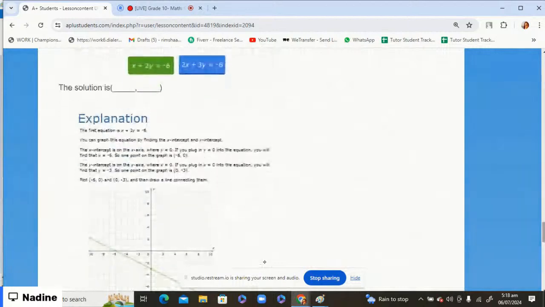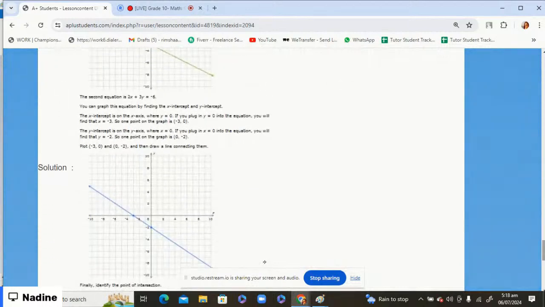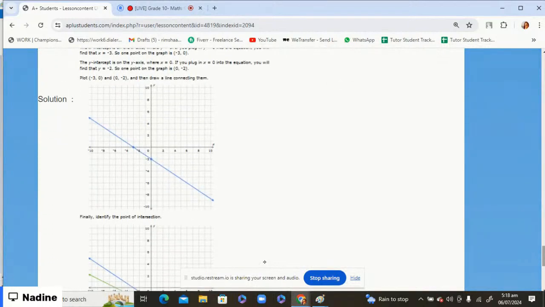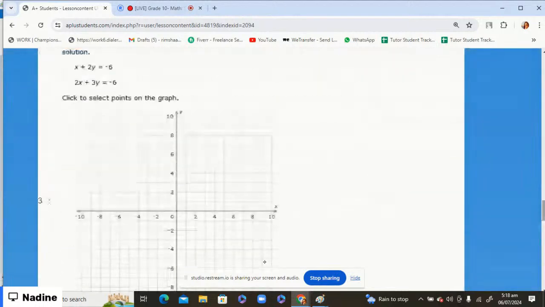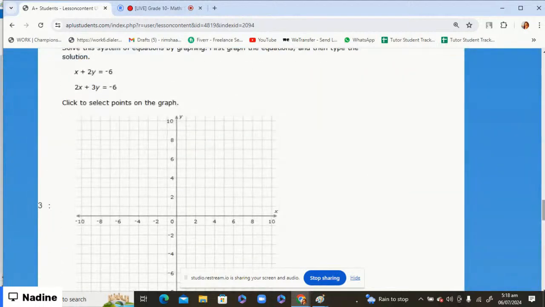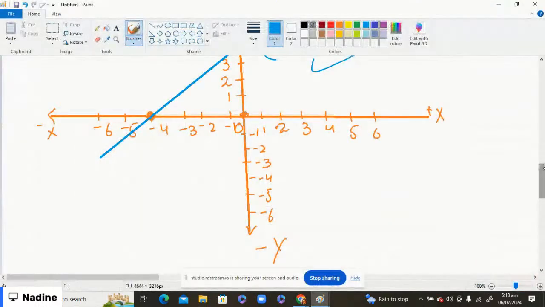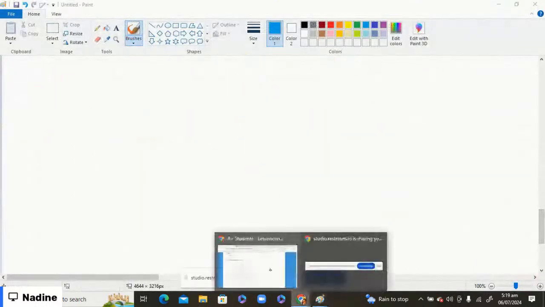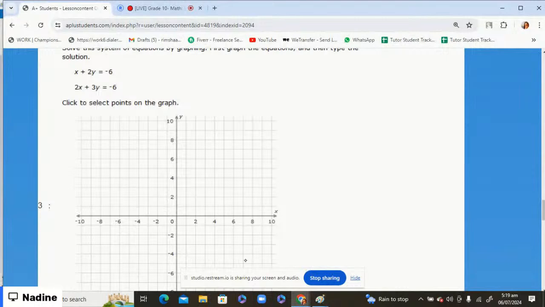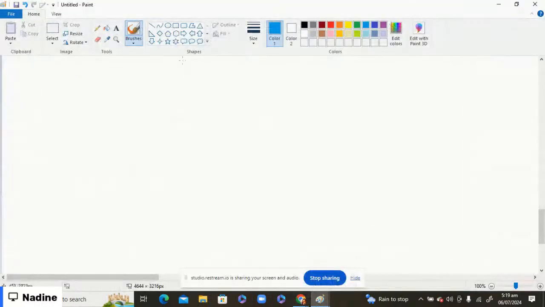Then in this way you are going to find out easily all the things, all the terms. The same method we are following now. First of all, I'm finding out intercepts. What is the equation? That is x plus 2y is equal to minus 6.